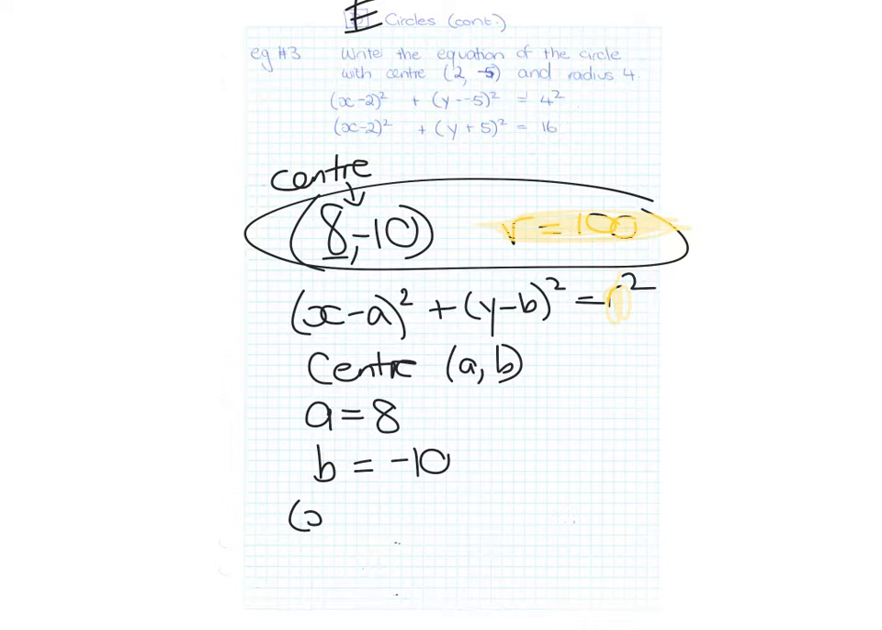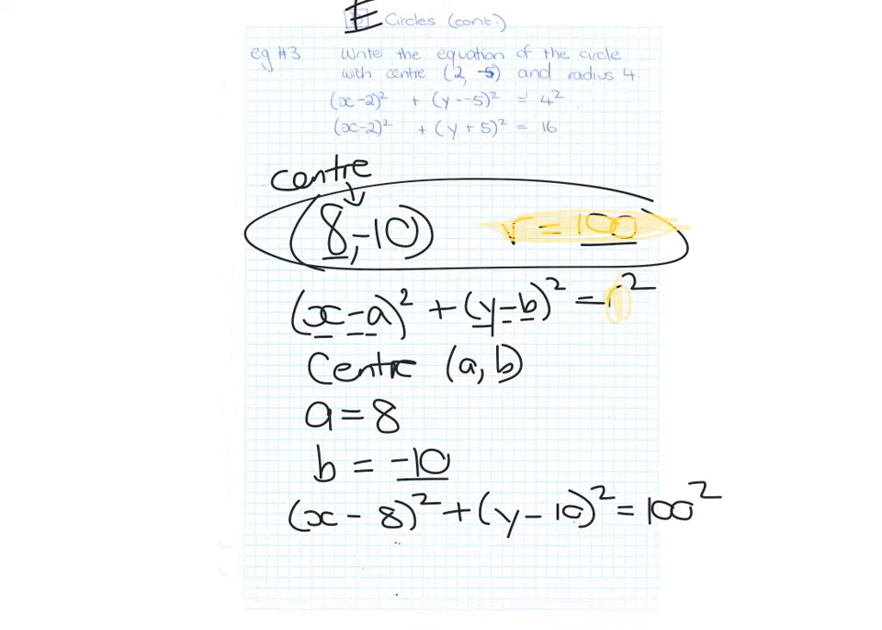Once you've been given that, you can just put the numbers in. So you get x minus a, so x minus 8, all squared, plus y minus b, well, b is negative 10, so minus 10, all squared equals r, we've been given r, it's 100, equals 100 squared. There's your answer. Oops. Did I make a mistake? Yes, I did. It should be y minus 10, shouldn't it? Because b is minus 10.